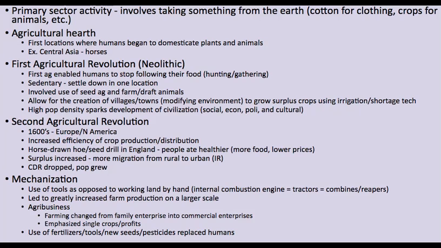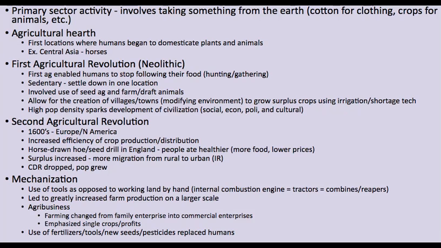During the first agricultural revolution, this is the first time that humans recognized the capabilities of using seeds and using animals. It allows for the creation of villages and towns, and this is really where you see more permanent modification of the environment, because you have to change the environment to be able to farm, and then you add on top of it all of the culture that develops out of people settling in.